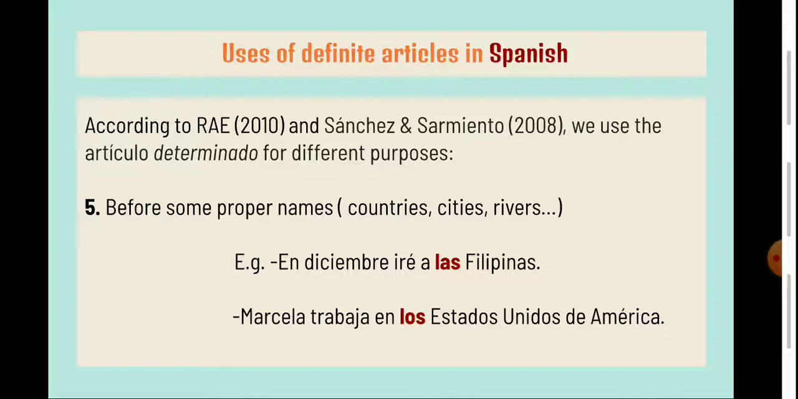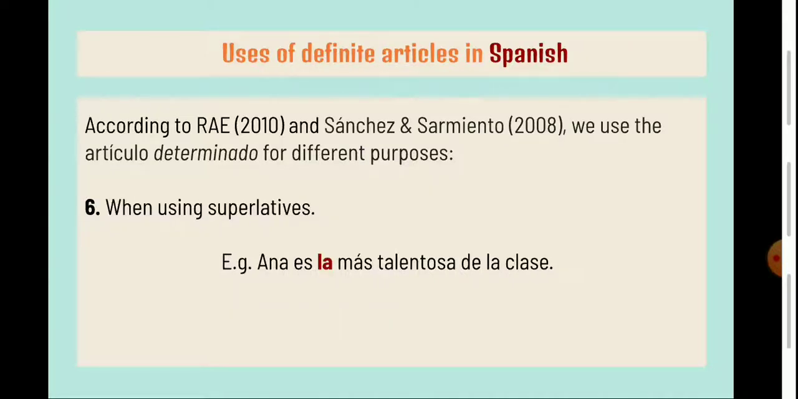We use definite articles before some proper names of countries, cities, rivers. For example, en diciembre iré a las Filipinas. Marcela trabaja en los Estados Unidos de América. We use definite articles before superlatives. For example, Ana es la más talentosa de la clase.